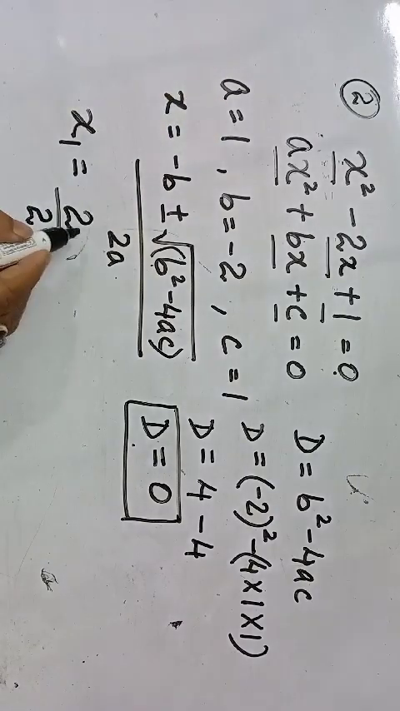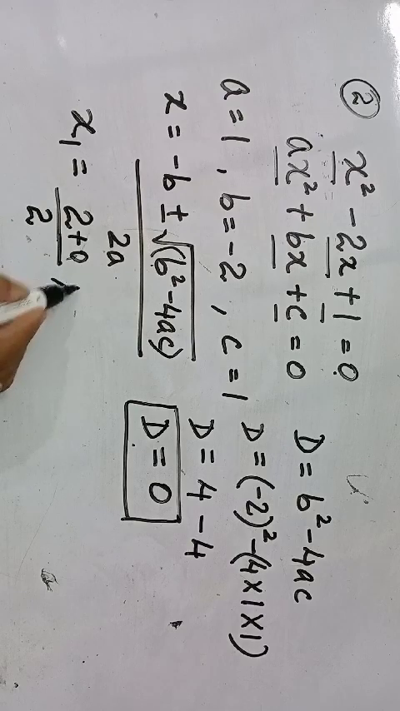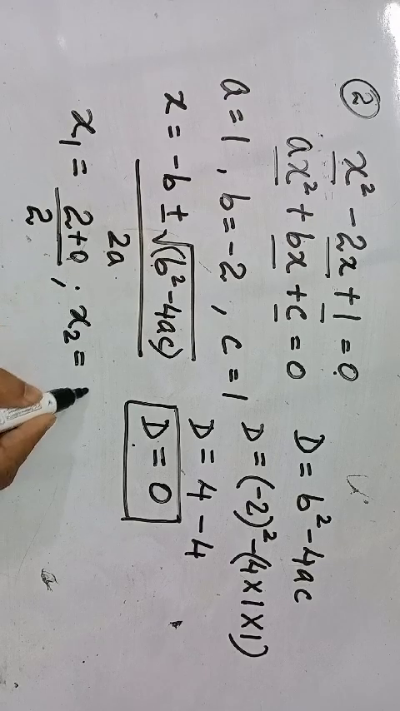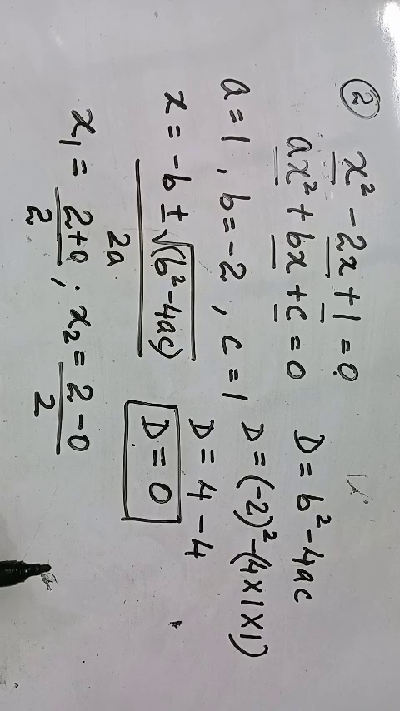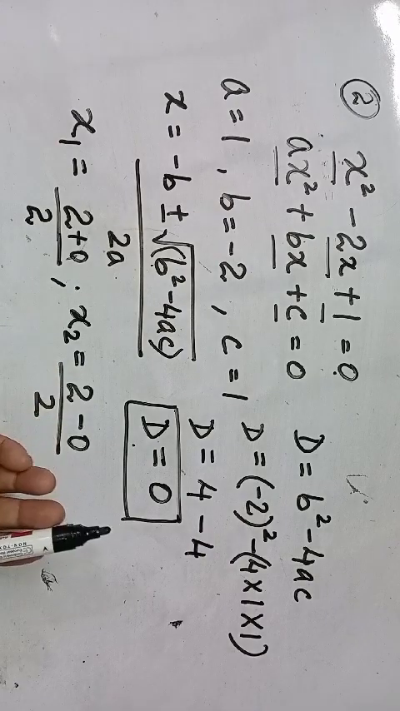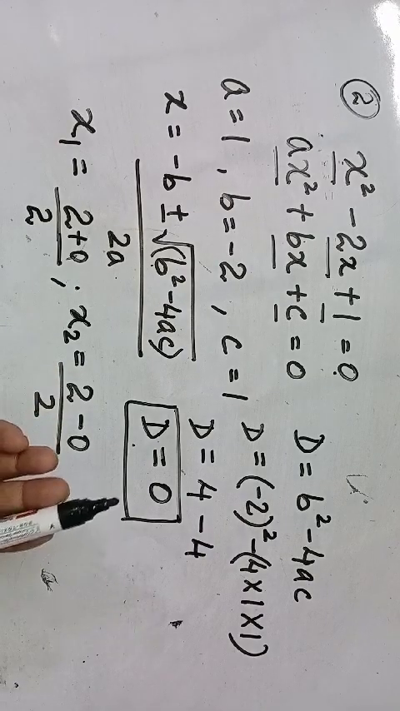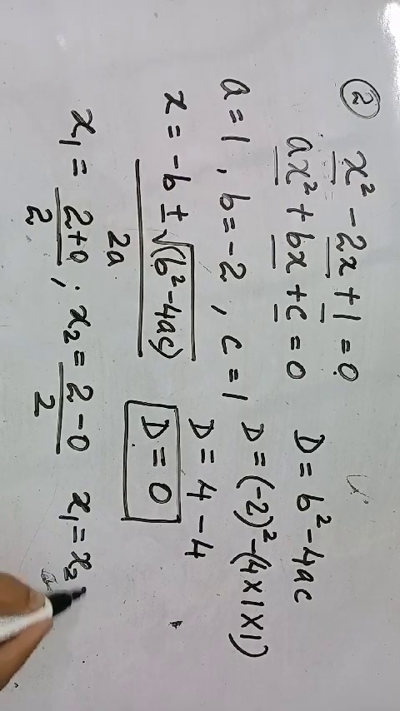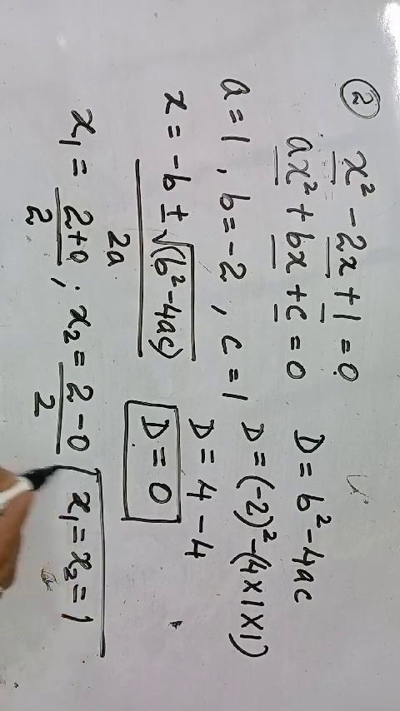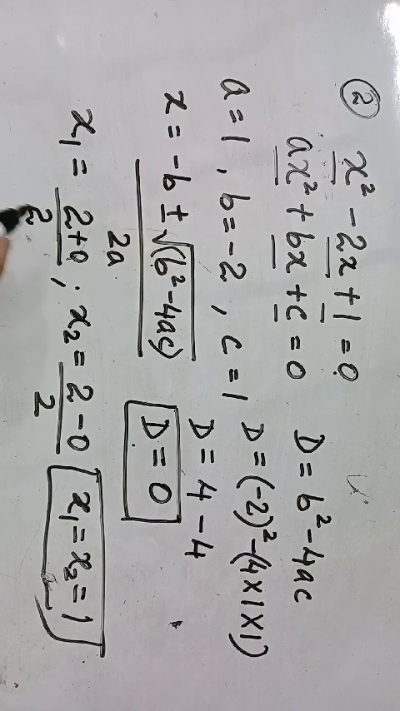Okay, so once you do plus 0 upon 2, and then the next case x2 will be 2 minus 0 upon 2. The reason why I am showing you this separately is so that you understand that plus 0 and minus 0 is going to have no effect on the answer. In fact, your answer, both x1 as well as x2, will come out to be 1. You see, 2 upon 2 is also 1. Here also 2 upon 2 is 1.